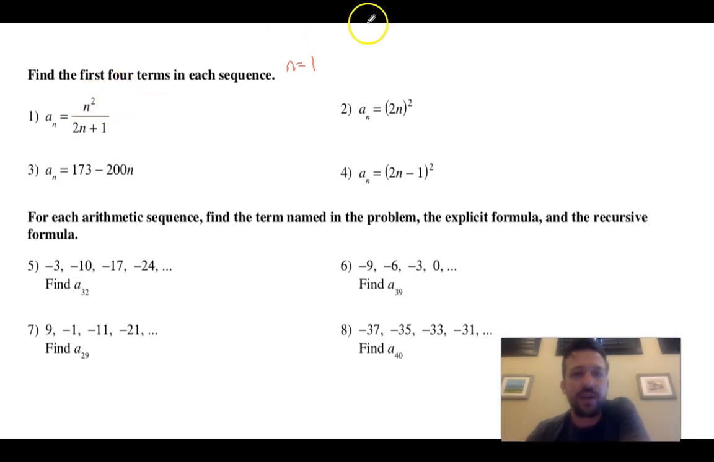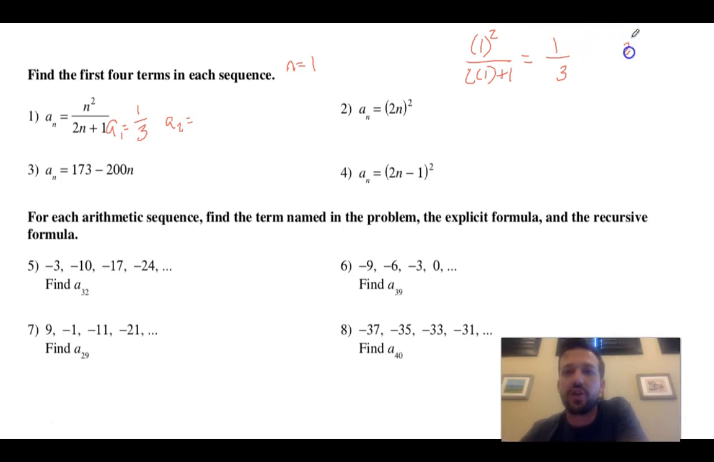We get 1 squared here, and I can do it over here. 1 squared over 2 times 1 plus 1. That would give us 1 over 3. Okay, so the first term in the sequence would be 1/3. And if you want to title these, that would be A1. Okay, so A2 would be 2 squared over 2 times 2 plus 1. That'll be 4 over 5. Okay, so A2 is 4 over 5.